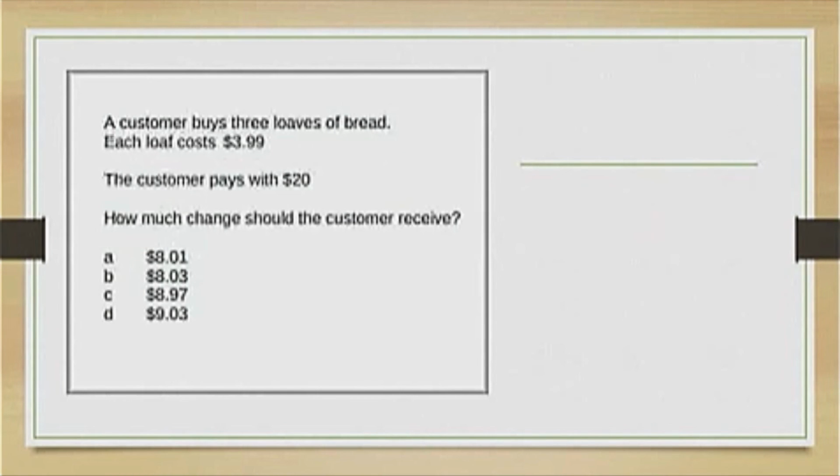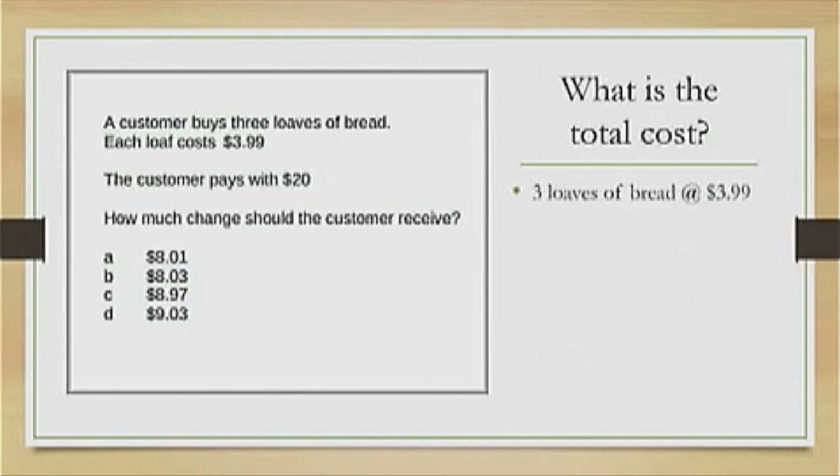Okay, next question. A customer buys 3 loaves of bread. Each loaf costs $3.99. The customer pays with $20. How much change should the customer receive? Now, there are some things here that we have to pay attention to. So they're not asking you how much the 3 loaves of bread cost. They're asking you after you've calculated how much money you'd pay for the 3 loaves, if you were to spend the $20, how much would you get back from that $20? So let's do some calculations.